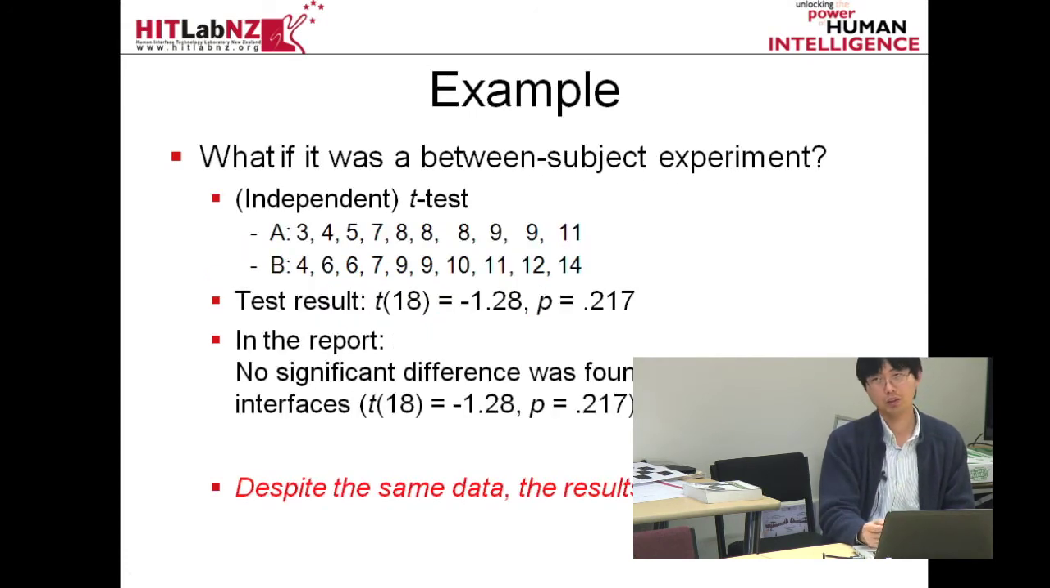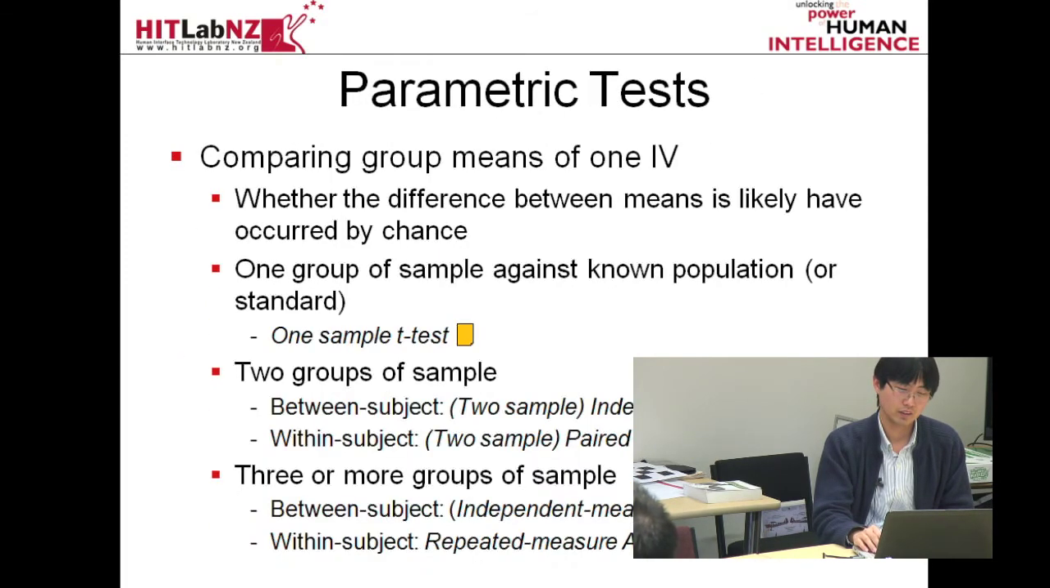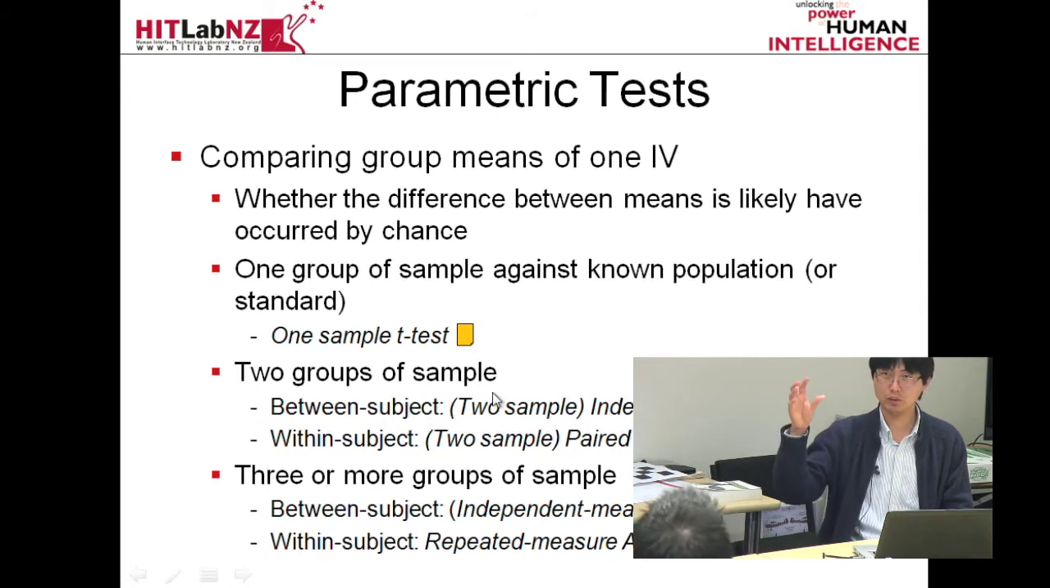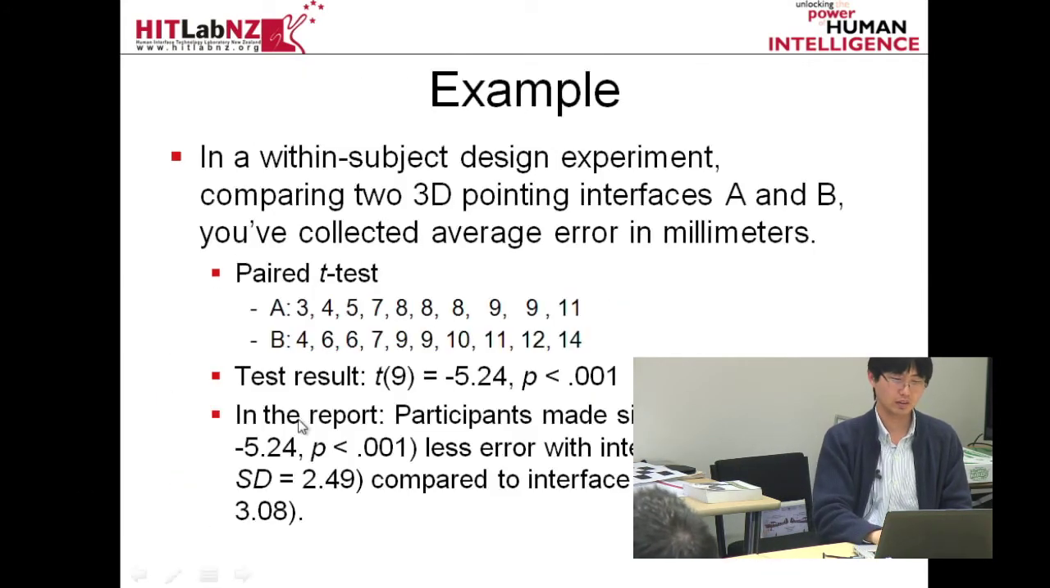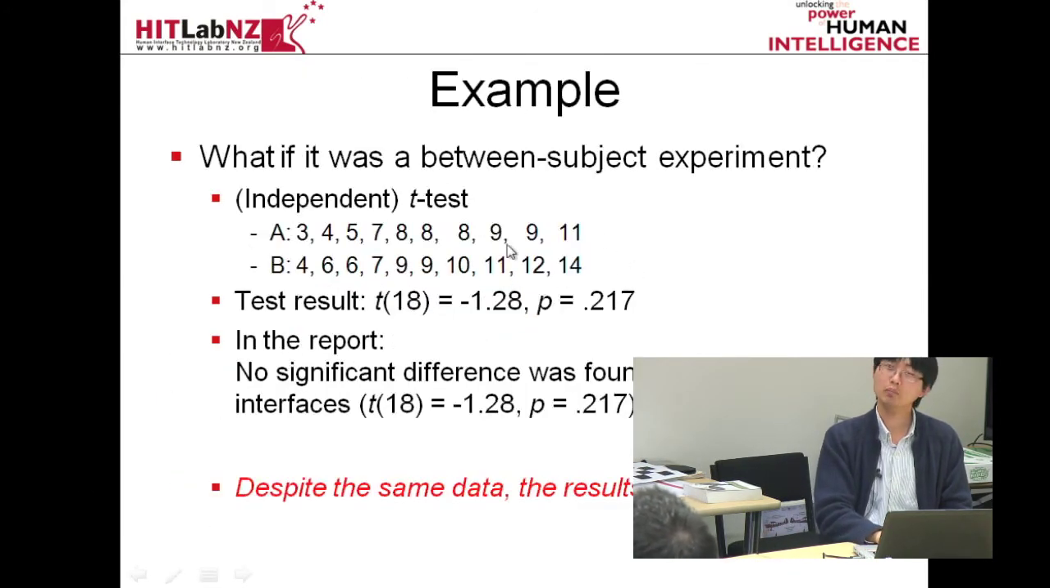But again, this was a paired t-test. What if it was between subject? Then again, the previous example was within subject, so we used a paired t-test. And if it was between subjects, say we had 20 participants and we had 10 participants for interface A and 10 for interface B and collected the data, again, the data will be the same. But since the study design was different, we'll have to use a different t-test, which in this case is an independent t-test. And as you can see here, the result will be not significant.